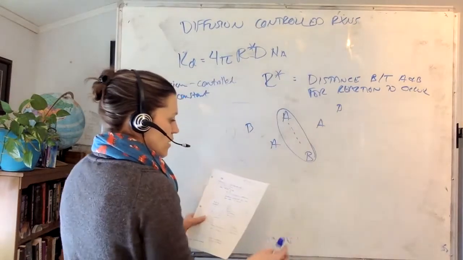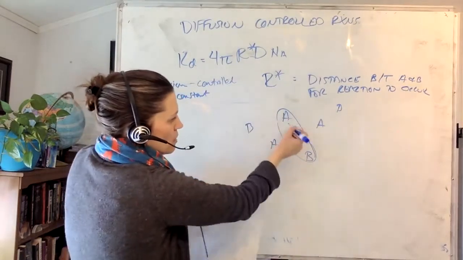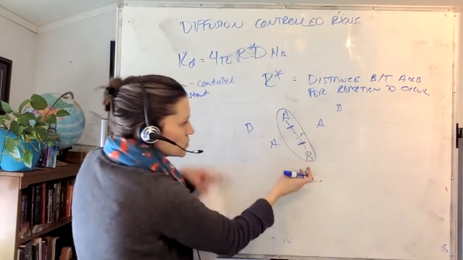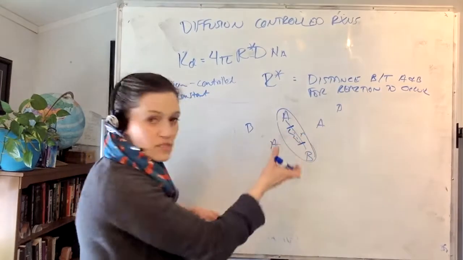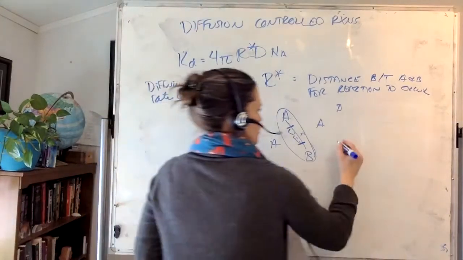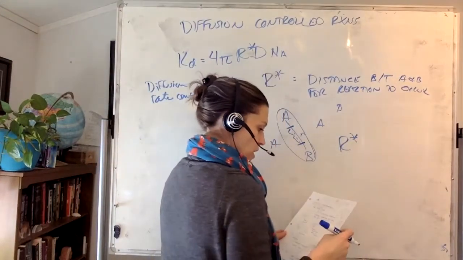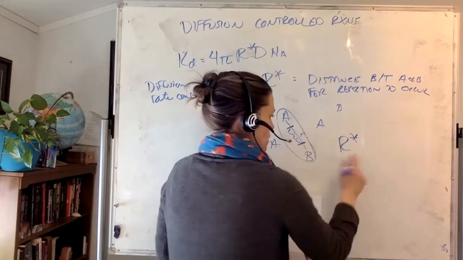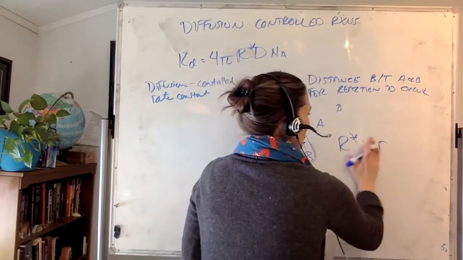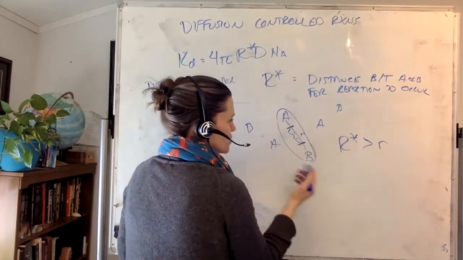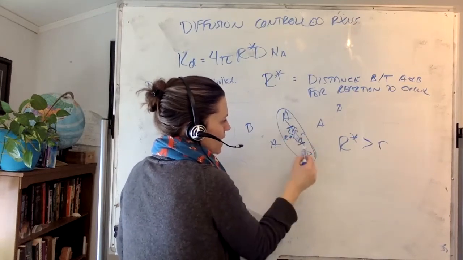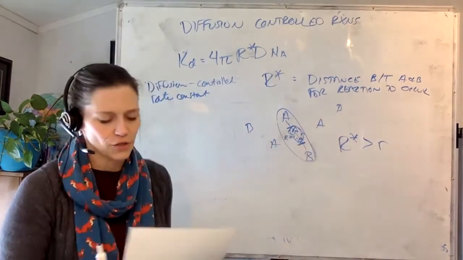So let's assume that there's some sort of distance between A and B, and we're going to call this R. As soon as A and B are this distance apart, they're actually going to have a reaction. So R star needs to be greater than R for the reaction to occur, such that if this is R star and then A and B become closer than that, now they're going to actually have a reaction occur.